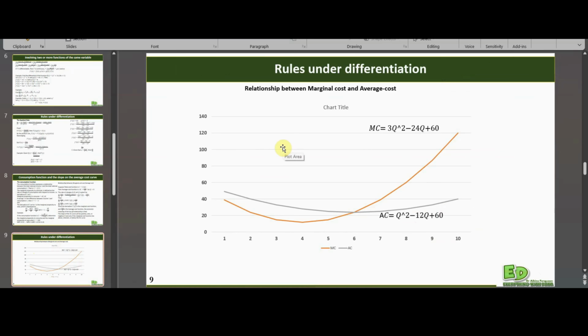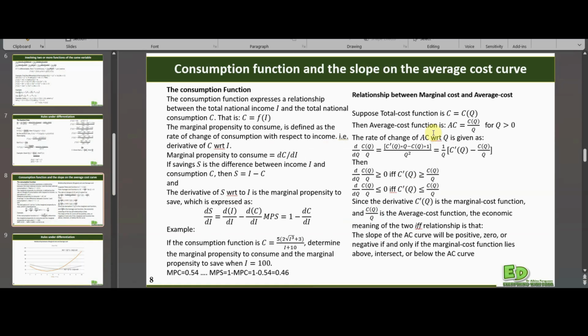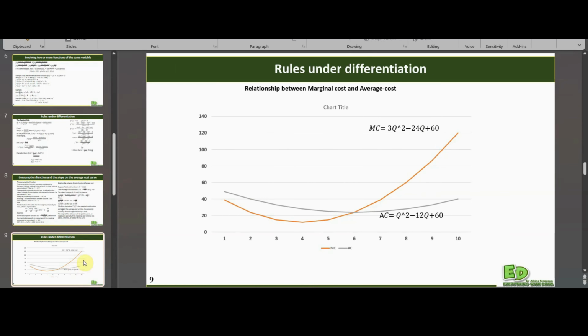So this is the explanation on the slide we just spoke about. It's just an explanation of this relationship between marginal cost and average cost function. Okay, so we see it here, the relationship between marginal cost and average cost function.